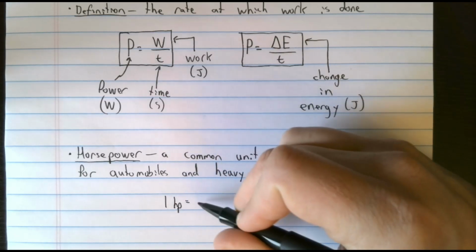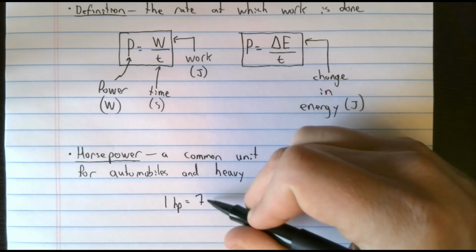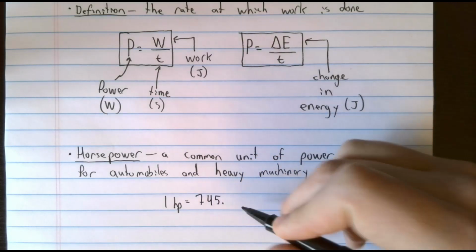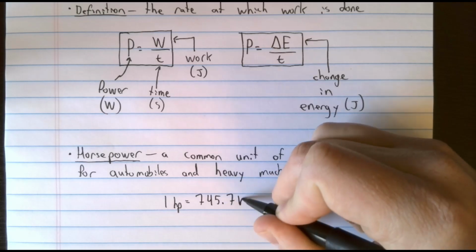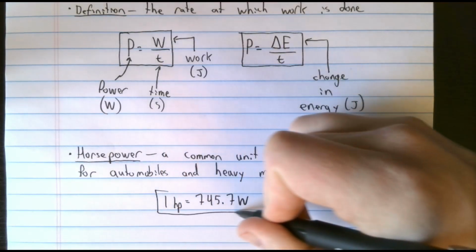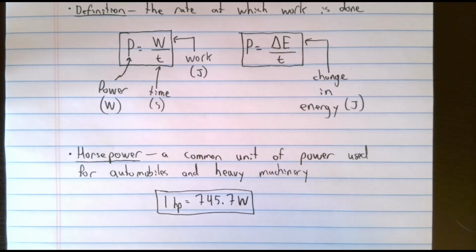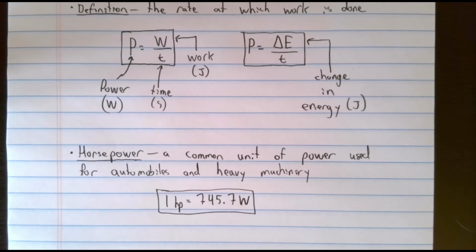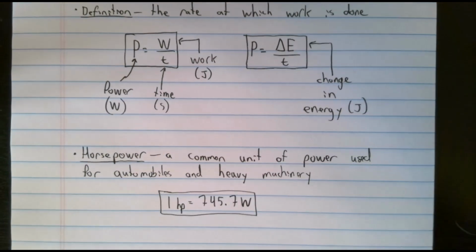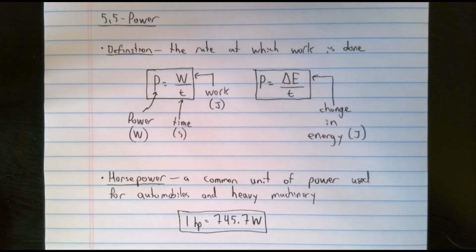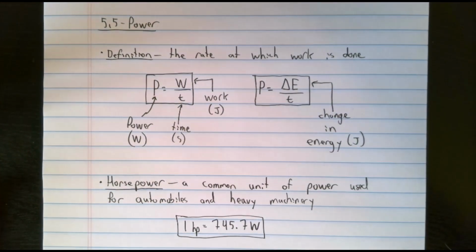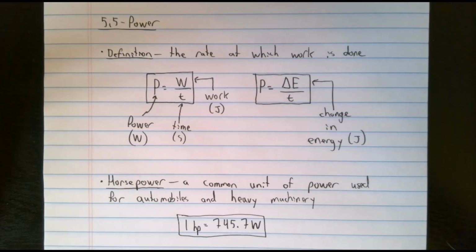Well, who am I kidding? This online semester, you don't have to memorize anything. But I don't expect you to memorize it. It's just worth noting. 1 horsepower is equal to 745.7 watts. So that's the basic story of power. We're going to look at one more equation before we see an example.